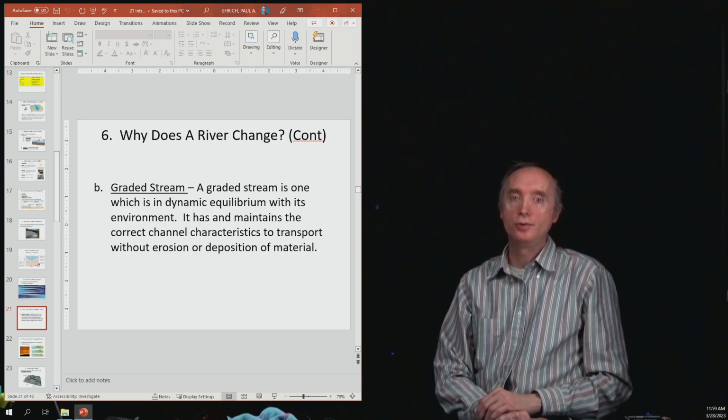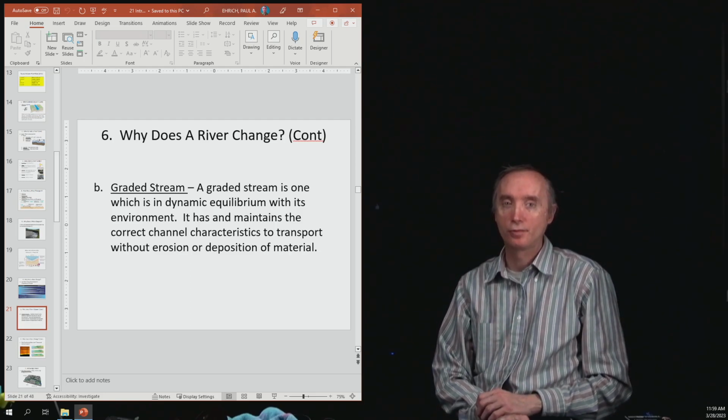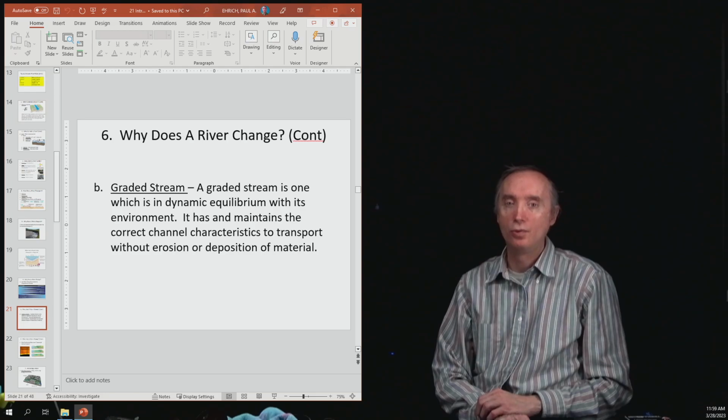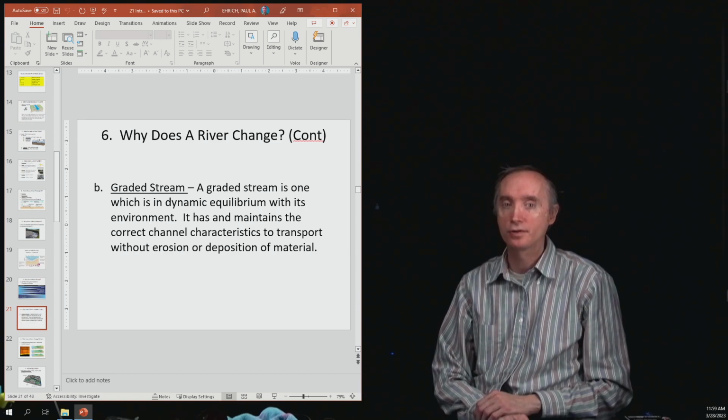Okay, so now we're continuing to talk about why a river changes. And we need to know what a graded stream is. A graded stream is one which is in dynamic equilibrium with its environment. It has and maintains the correct channel characteristics to transport material without erosion or deposition. So what do we mean by dynamic equilibrium?